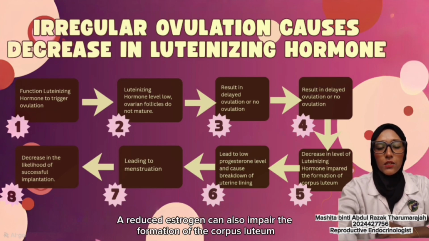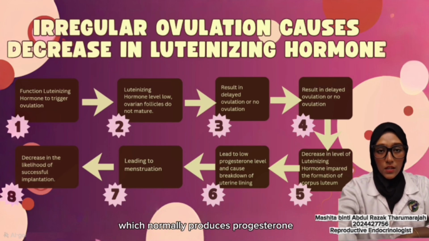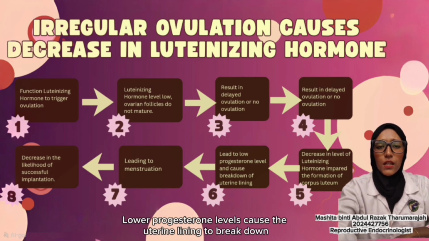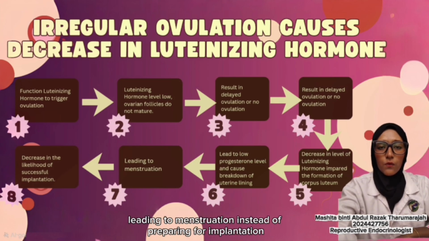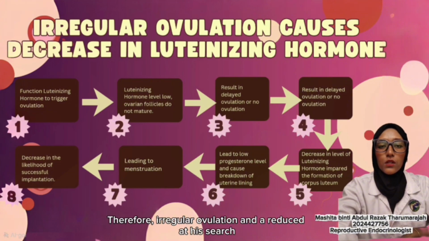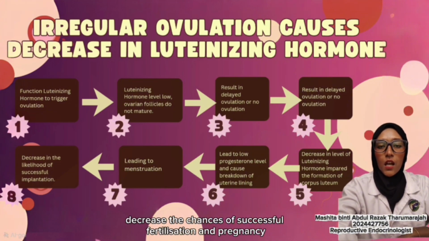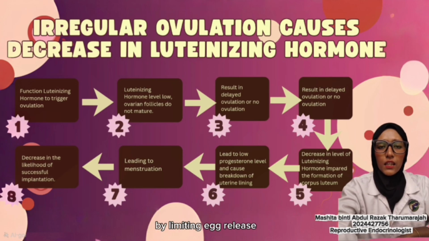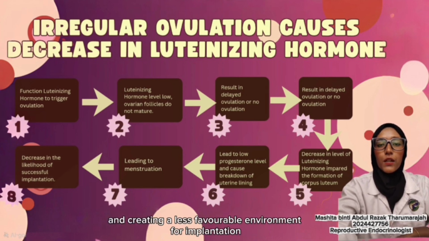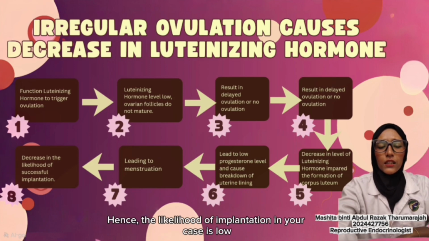A reduced LH can also impair the formation of the corpus luteum, which normally produces progesterone after ovulation. Lower progesterone levels cause the uterine lining to break down, leading to menstruation instead of preparing for implantation. Therefore, irregular ovulation and a reduced LH decrease the chances of successful fertilization and pregnancy by limiting egg release and creating a less favorable environment for implantation. Hence, the likelihood of implantation in your case is low.